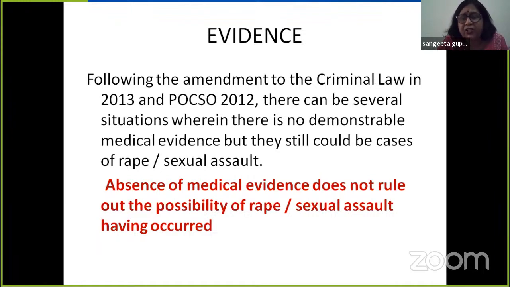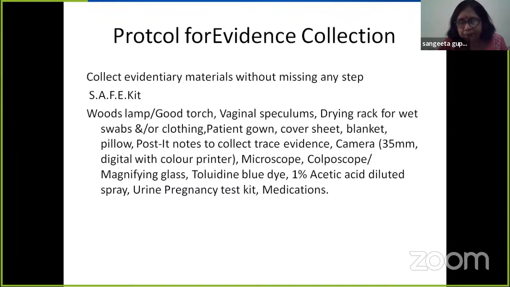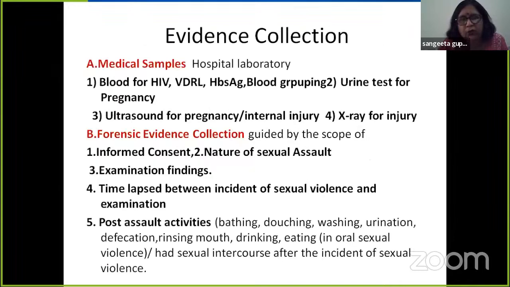Evidence collection is not 100% proof that sexual assault has or has not occurred. Absence of medical evidence does not rule out the possibility of rape or sexual assault. So again, we have to collect it with the safe kit, which we are going to see in detail. Medical samples and forensic evidence samples are collected. Medical samples are to be sent to the local hospital lab, and forensic evidence has to be sent to the forensic lab.